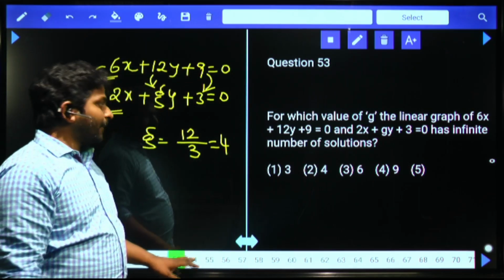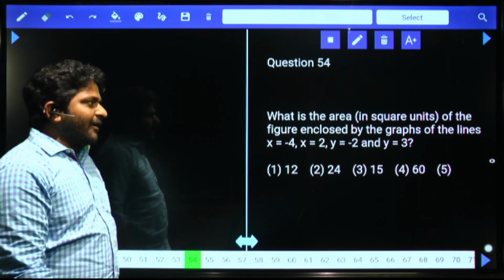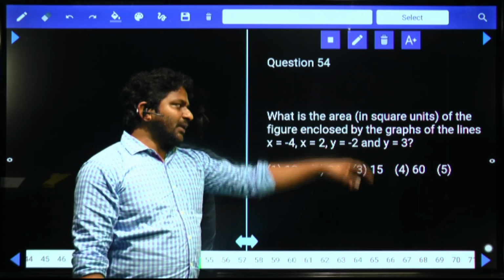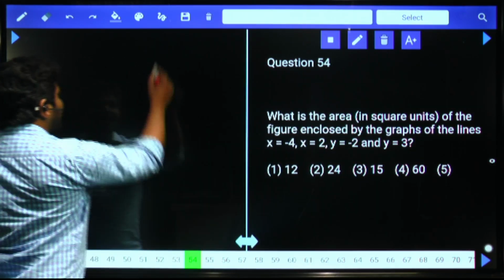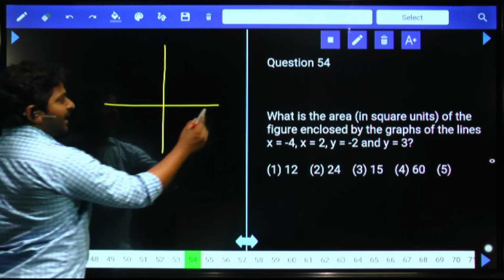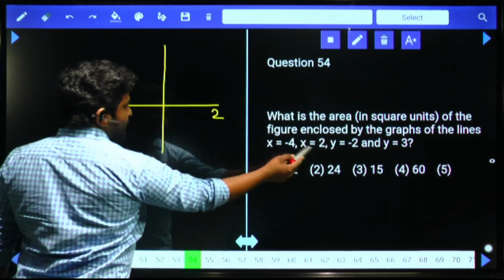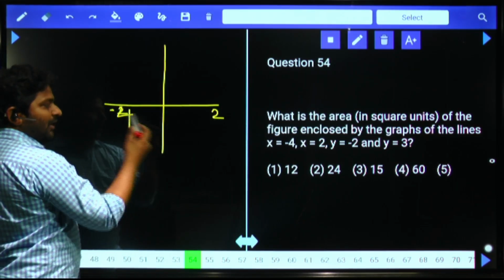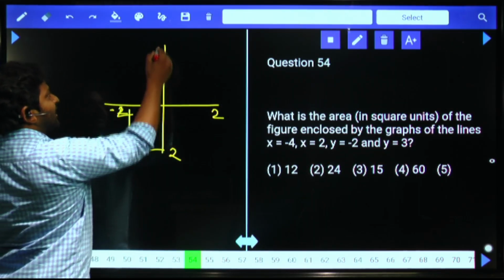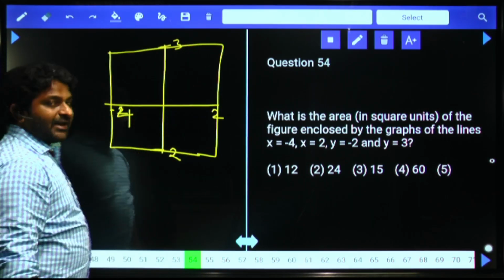Next, what is the area of the figure enclosed by the graph of the lines x equal to -4, x equal to 2, y equal to -2, y equal to 3? If you want to draw the image, this is the x-axis and then the y-axis, with the origin here. x is -4 and 2, and y is -2 and 3. -2 is here and 3 is here. This is the area we need to calculate.